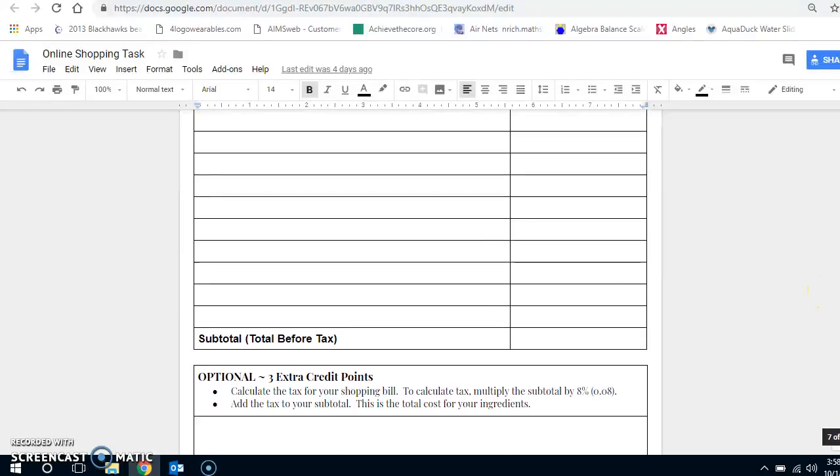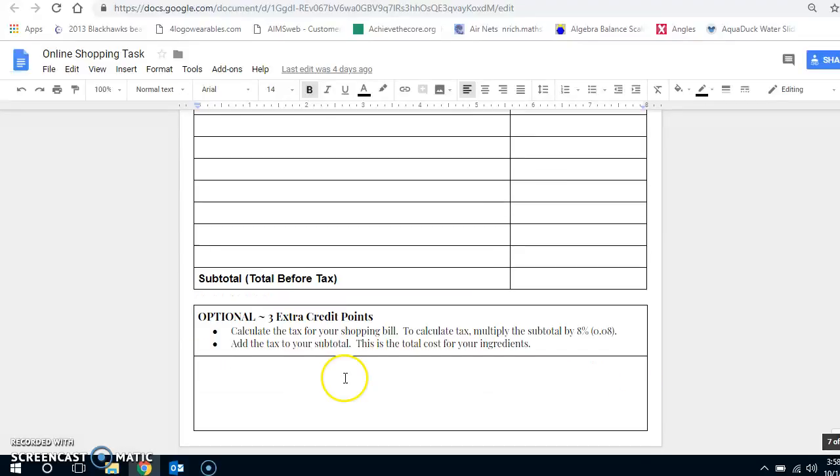Here is your shopping cart. And then this section is optional. This is where you can earn 3 extra credit points. Calculate the tax for your shopping bill. To calculate the tax, multiply the subtotal by 8%, which is equal to 8 hundredths, 0.08. That will be our tax rate. Add the tax to your subtotal. This is the total cost for your ingredients.